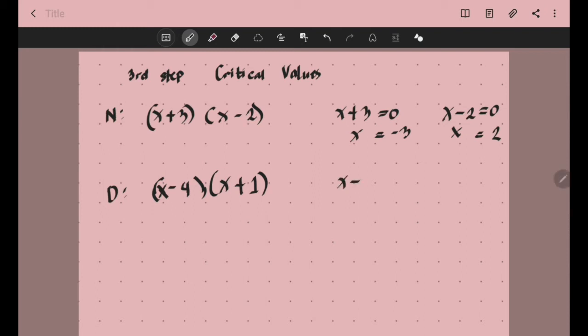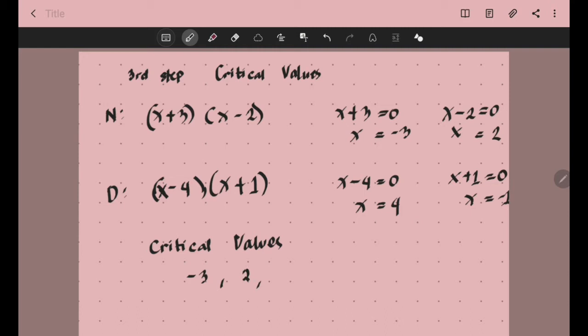While the critical values from the denominator: we have x minus 4 is equal to 0. So we have x equals positive 4, and we also have in the denominator x plus 1, set that to 0, and x equals negative 1. So therefore, the critical values are negative 3, positive 2, positive 4, and negative 1.